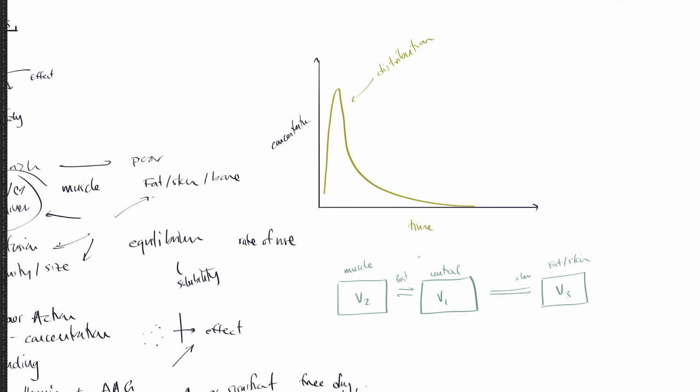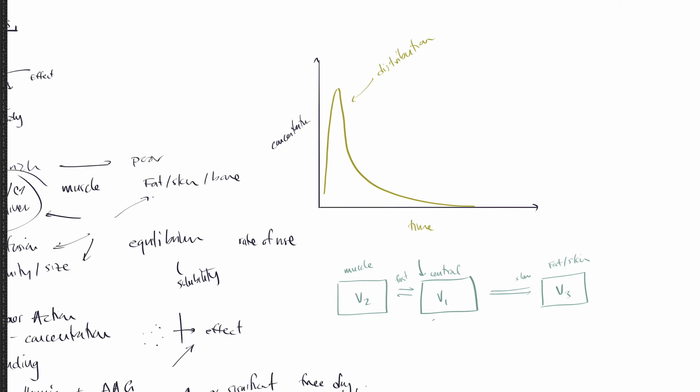And so what ends up happening is in distribution, the drug is first entering into this V1 compartment and it jumps up very high, but then eventually redistributes back out into the muscle and then eventually the fat. And so this concentration drops very quickly.